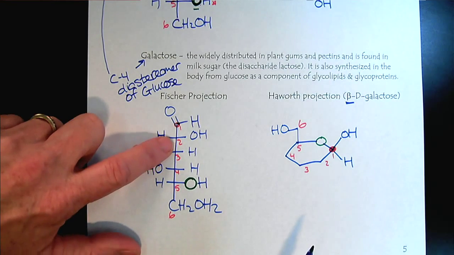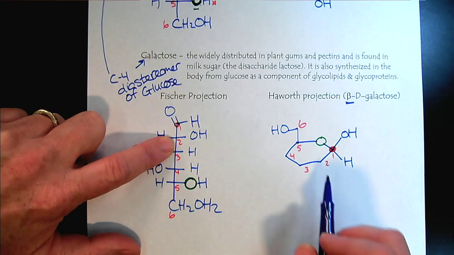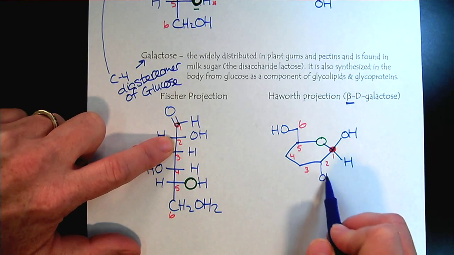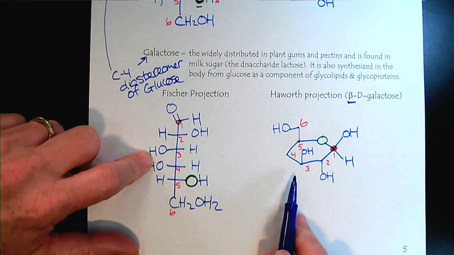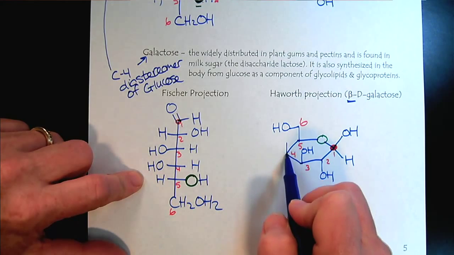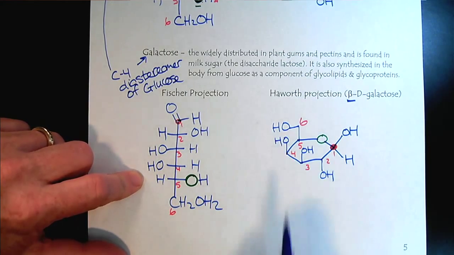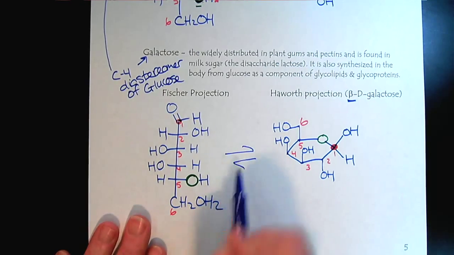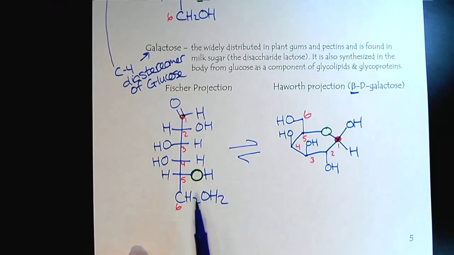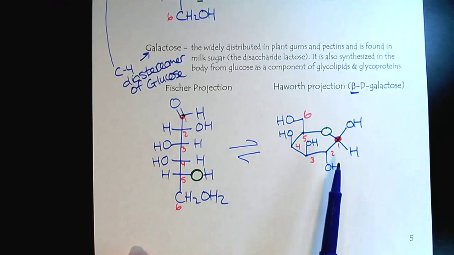And now we'll look. So carbon 2 is on the right. It points down. Carbon 3 is on the left. It goes up. Carbon 4 is on the left. It also goes up. So there we go. We now have shown the interconversion of galactose from the open chain to the ring.